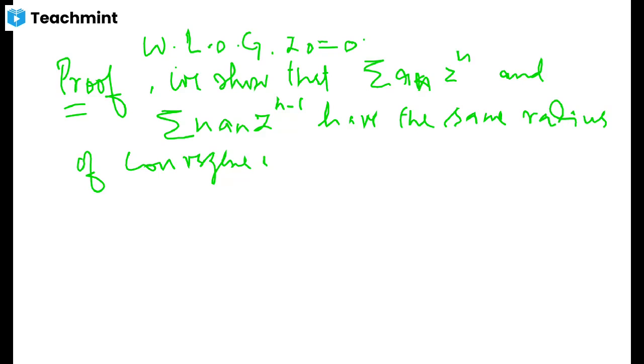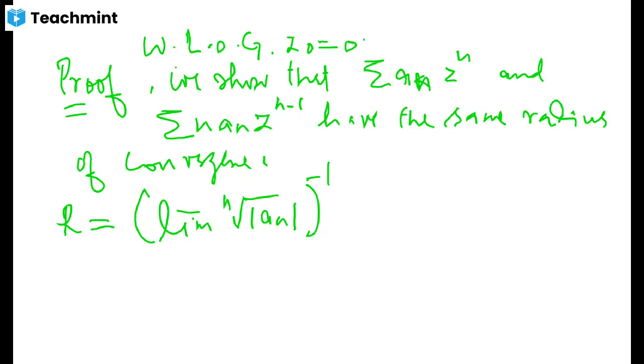The Cauchy-Hadamard formula for radius of convergence is this one: the reciprocal of the limit superior of the nth root of mod of a_n. And this is the radius of convergence of the first power series. And what I have to show is that the same is the radius of convergence of the second power series, which is the differentiated power series of the first.